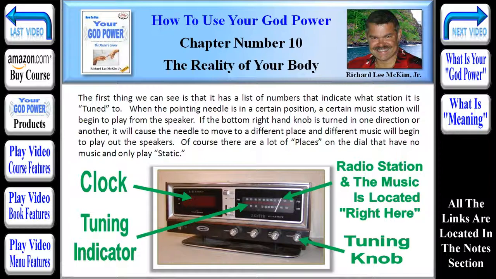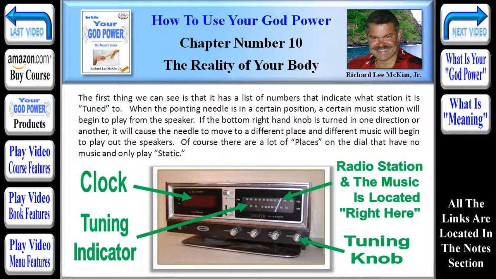Okay, let's look at this illustration here. It says outside representation as you see it. Now this is a typical clock radio. We got the clock section there, which was kind of newer because you can see it's like an LED clock there. The tuning indicator, which is typical for the older radios, has got the numbers across it and a mechanical needle that moves across in front of it. Here it says the radio station and the music is located here. So it's pointing to a place on the dial where there's actually a music station. And of course we got the tuning knob. Okay, that's a typical radio.